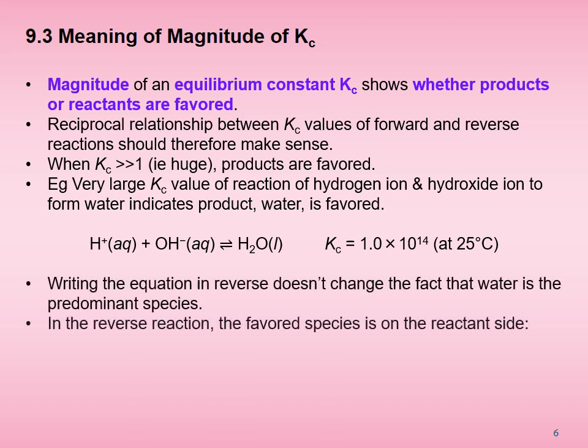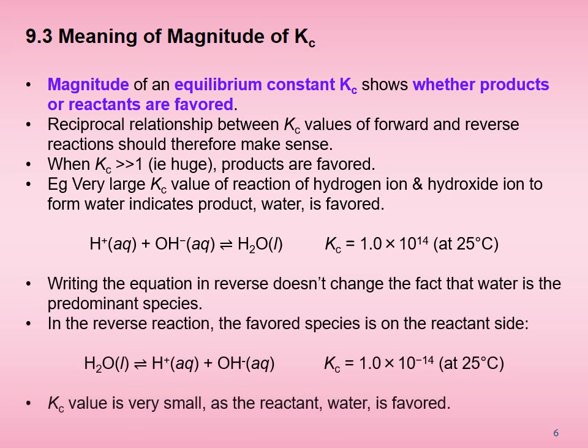Now, even if we were to write the equation in reverse, water is still the favored species. It is therefore the predominant or major species present. Its Kc value, being the reciprocal of the Kc of the original formation of water equation, ought to be tiny. A tiny Kc implies that the reactant water is highly favored.